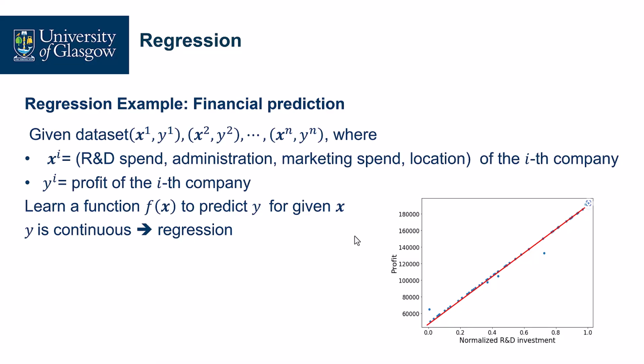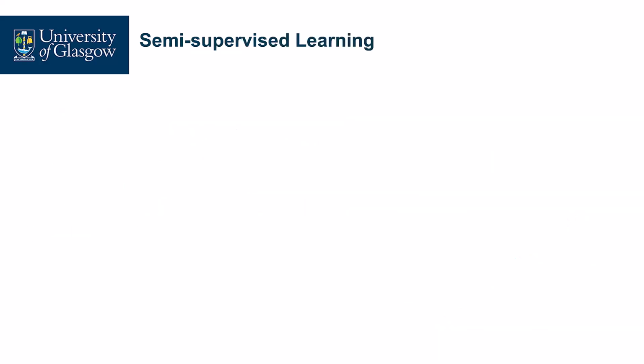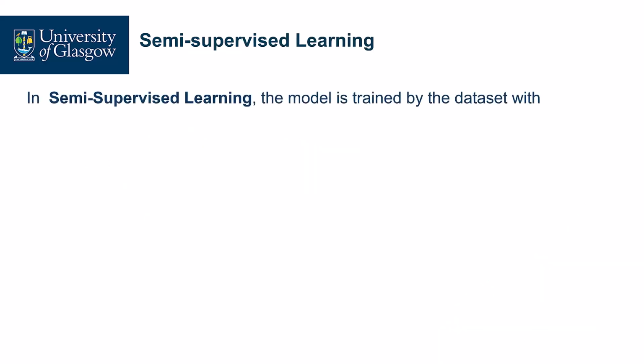So all of the above is supervised learning, right? Now if it's not supervised but semi-supervised, how do we do it? In semi-supervised learning, the model is trained with a data set in which only a few of the data have labels, while the others have no labels. So a few labeled data, a lot of unlabeled data. Then how can the algorithm work?